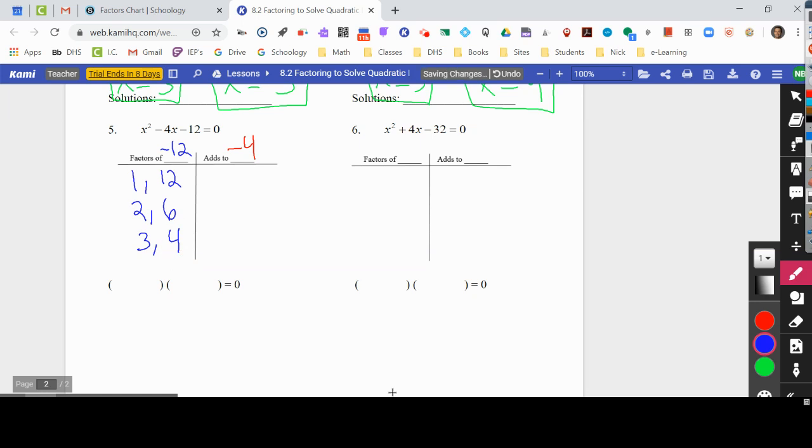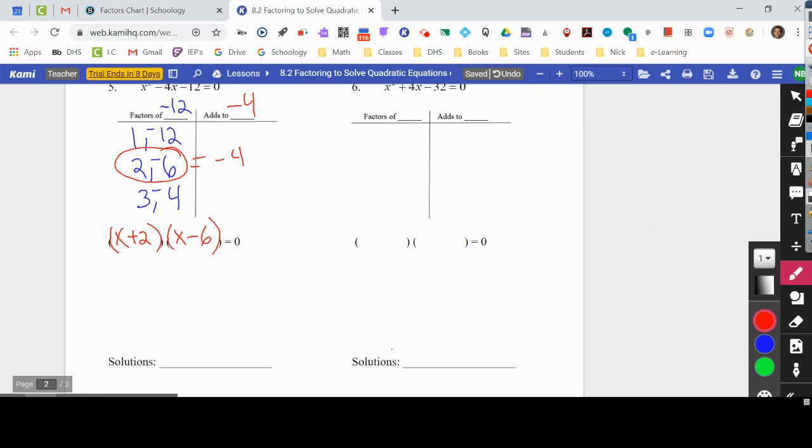And again, one of these needs to be negative in order for them to add up to a negative 4. If it's going to add to a negative, that usually means my bigger number is going to be negative. So which one of these pairs adds to negative 4? Yep, 2 and negative 6 here. When we add those up, we get negative 4. So that is my winning pair, the pair that's going to go into these parentheses. We have x plus 2 now times x minus 6 equals 0.